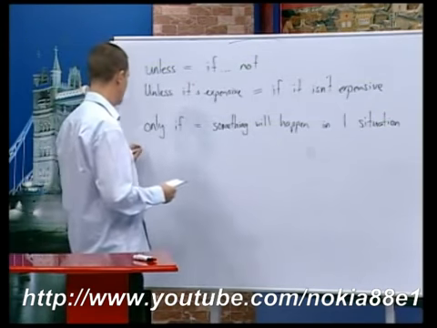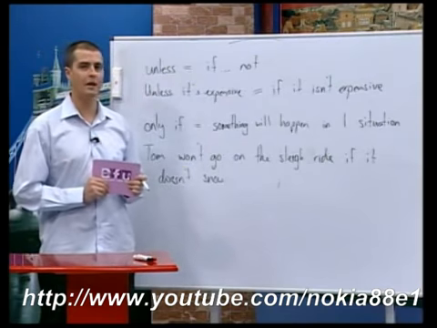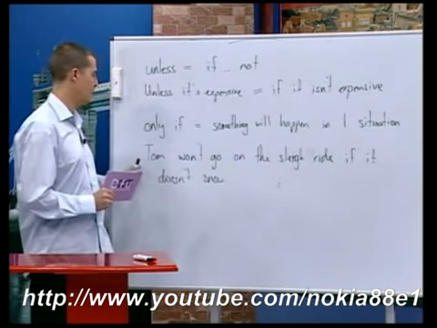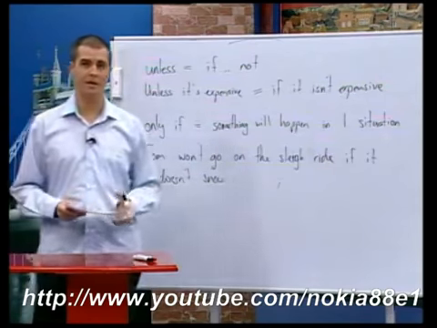Let's put that on the board. The second sentence means Tom won't go on the sleigh ride if it doesn't snow. So in our second sentence, Tom will go on the sleigh ride only if it snows. That means Tom won't go on the sleigh ride if it doesn't snow. That's only if. Let's practice.